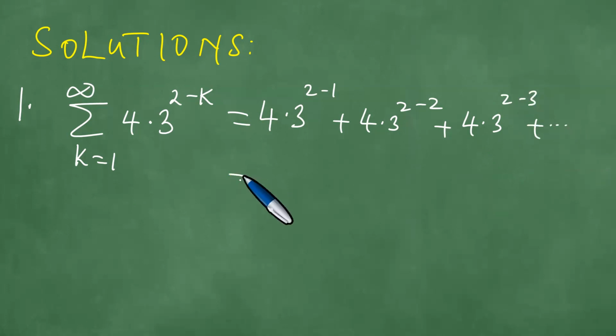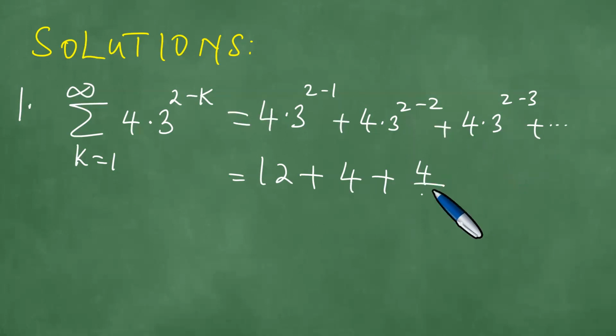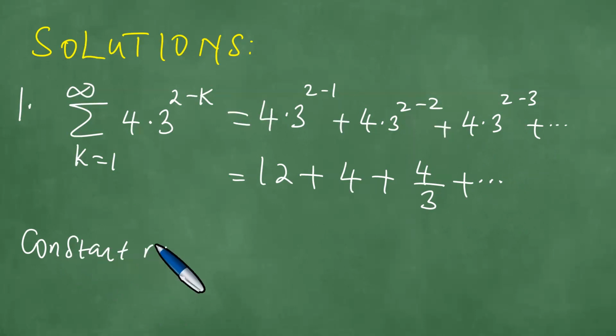So this goes on. So now what is 2 minus 1? 2 minus 1 is 1 there. So this is like 3 to the power 1, which is only 3. So what is 4 times 3? 12. Plus, and therefore here, this is 2 minus 2, which is 0. So this is exactly 4, plus 3 to the power 2 minus 3, which is 3 to the power minus 1. So this is 4 over 3, and so on, like this. So what does it mean to us? So we've written out these. So there's something we call the constant ratio.